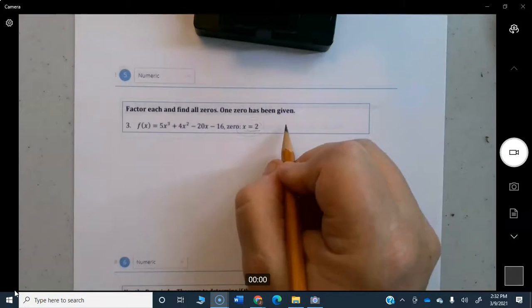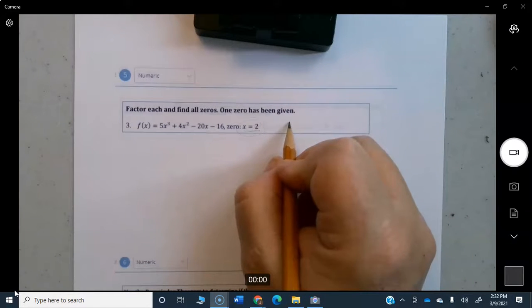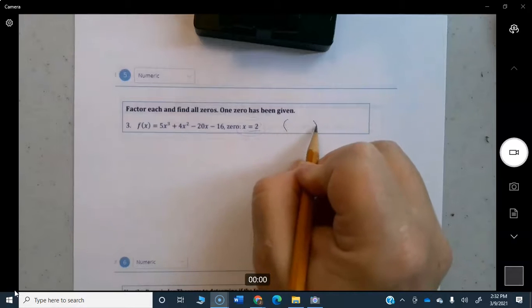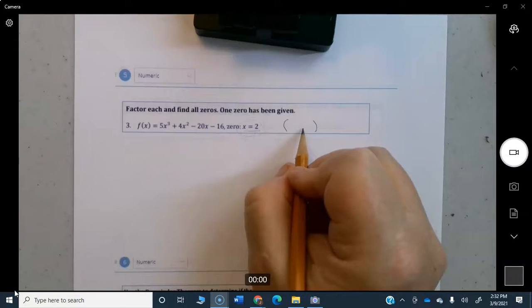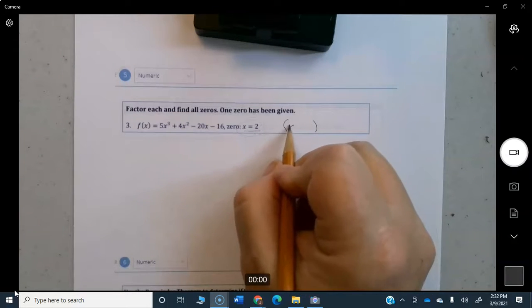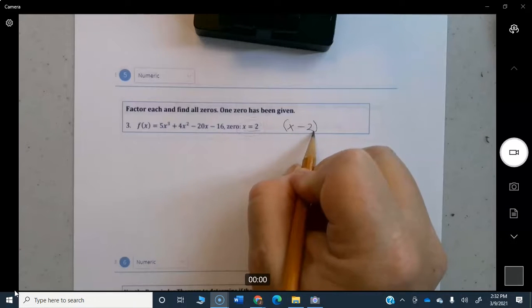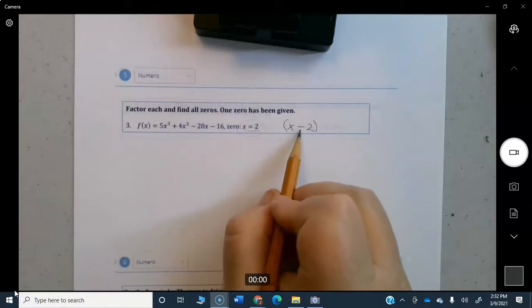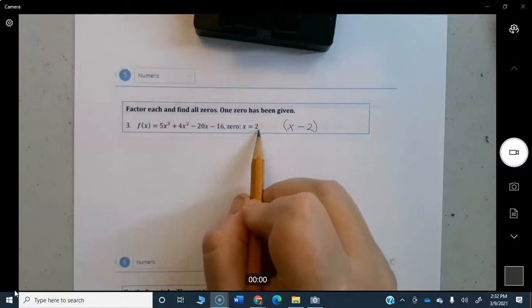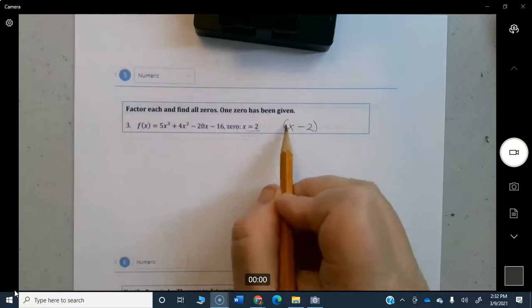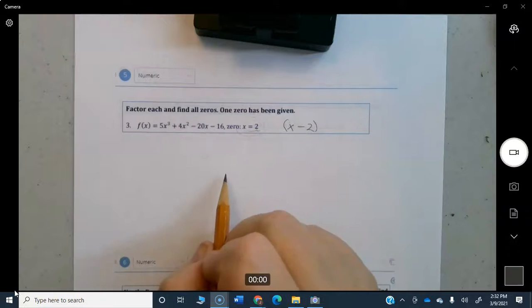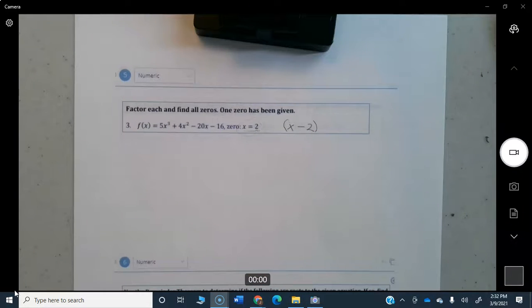Think about it. Remember what we said. Well, let me just show you what it is and then explain it. X minus 2. The number that makes this factor, this binomial, go to 0 is 2. So if this is the 0, then this is the factor that belongs to that 0. Think about that for a sec, because that might not be obvious at first.